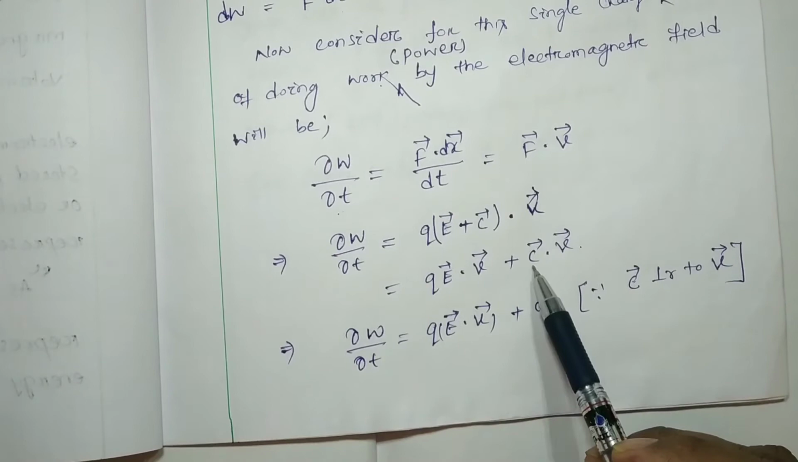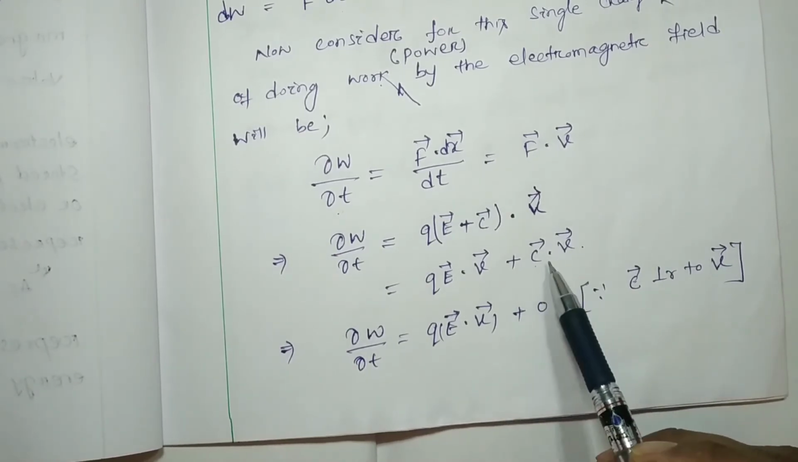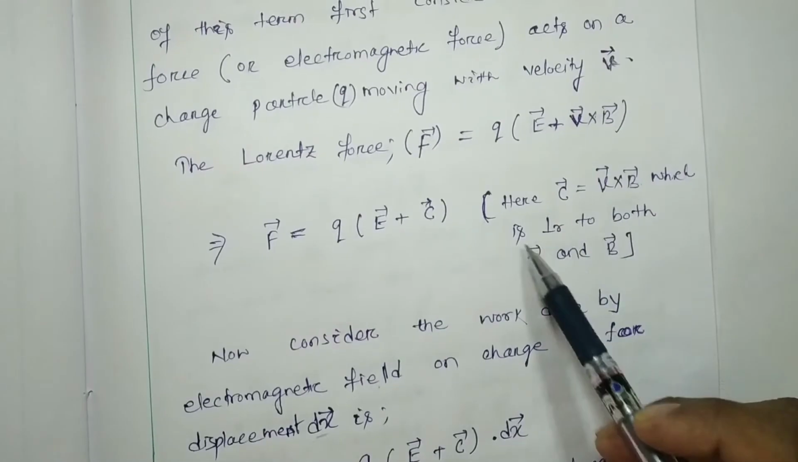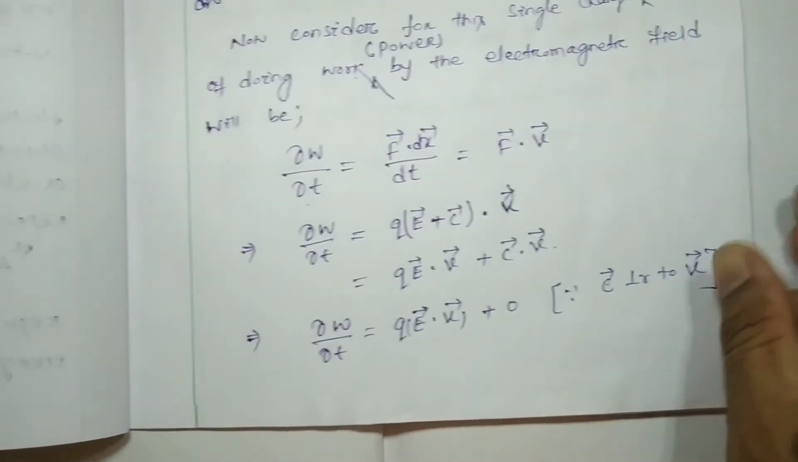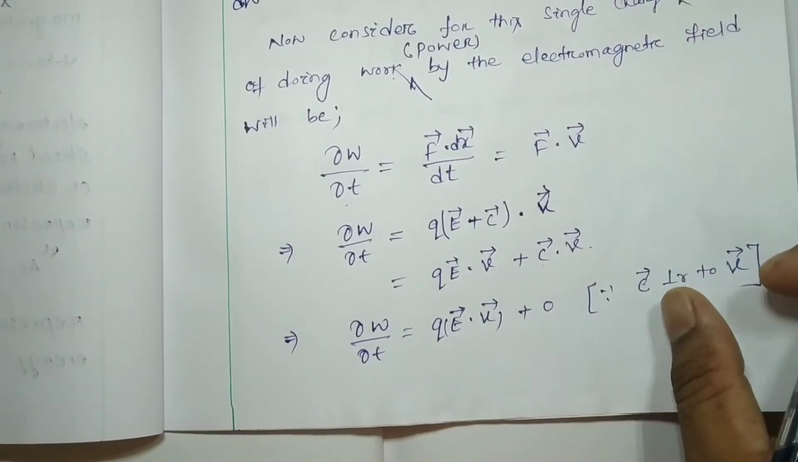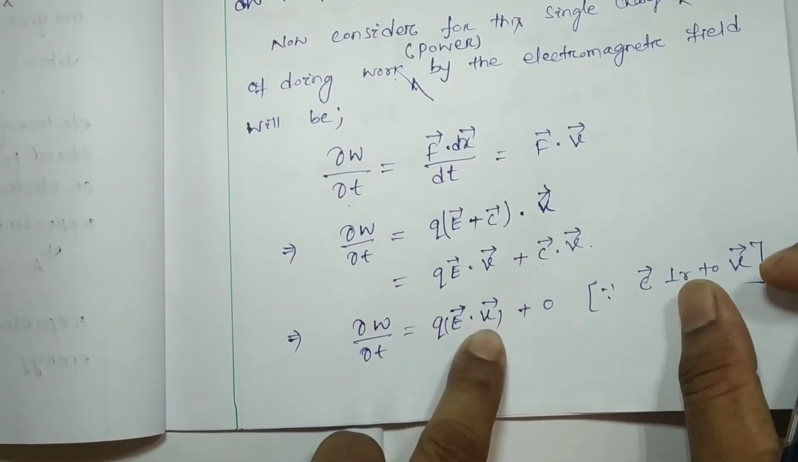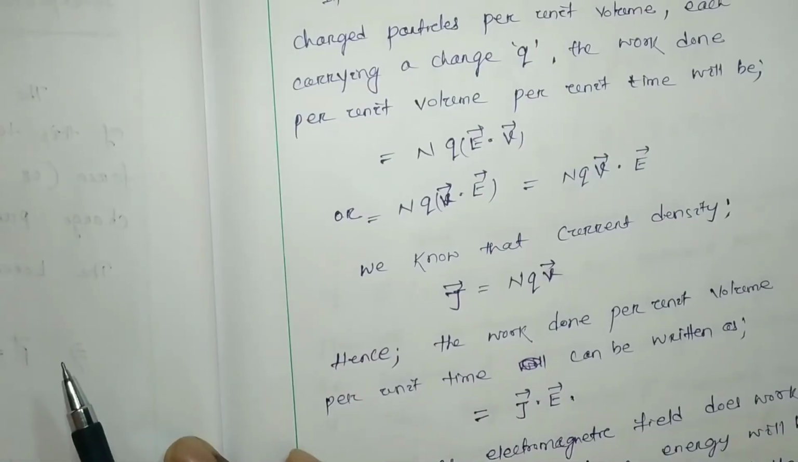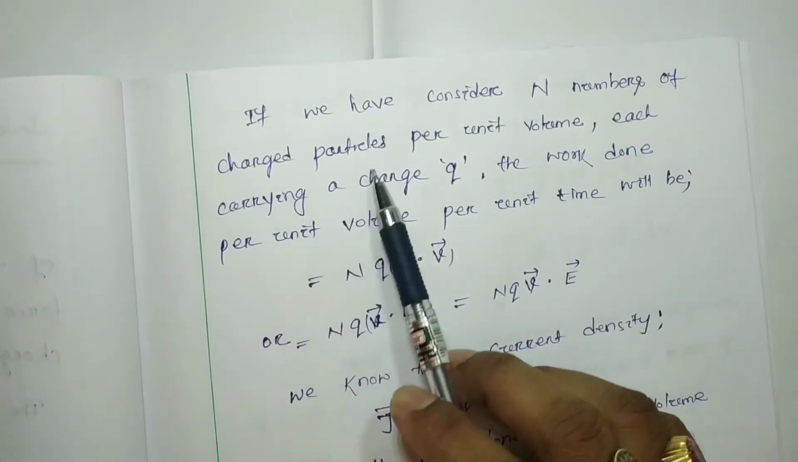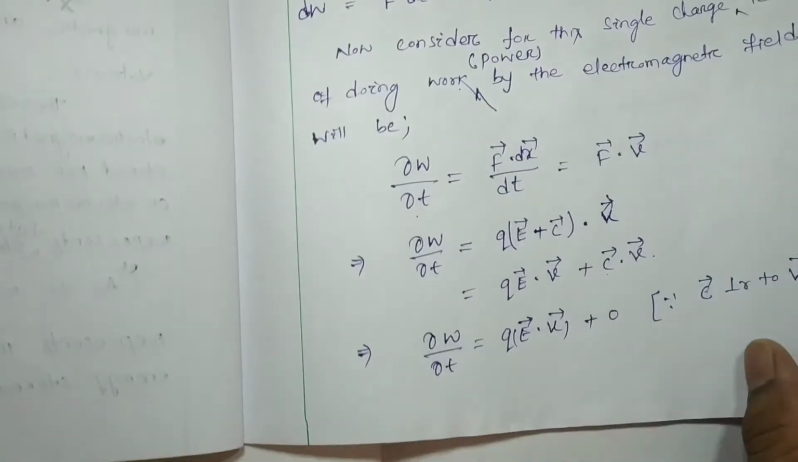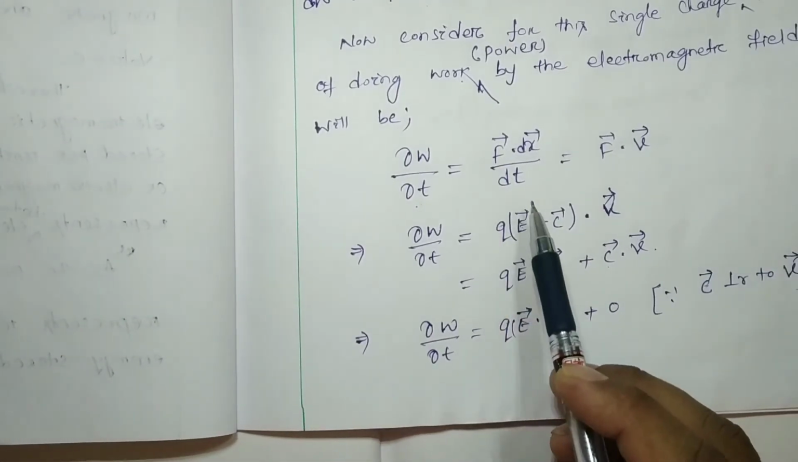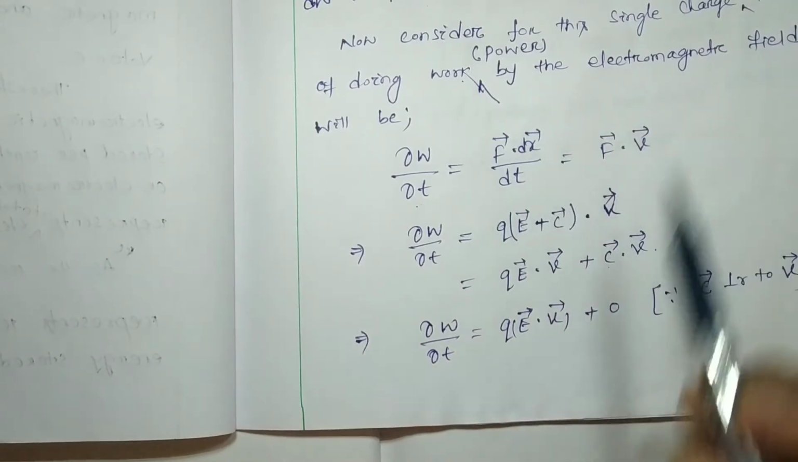because V and V cross B are perpendicular to each other. Hence this term will be 0. So we found del W by del T equal to Q into E dot V. So if we consider n number of charged particles, for one particle, the rate of power by the electromagnetic field is this one.